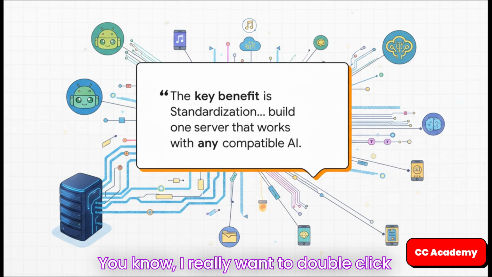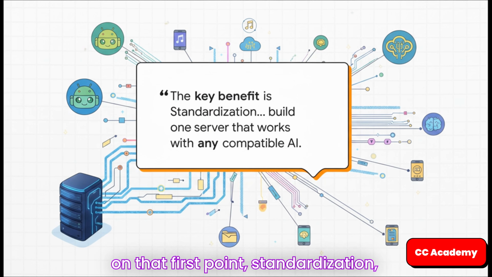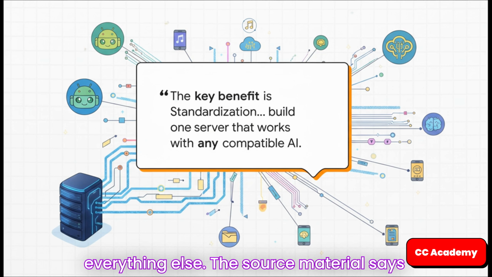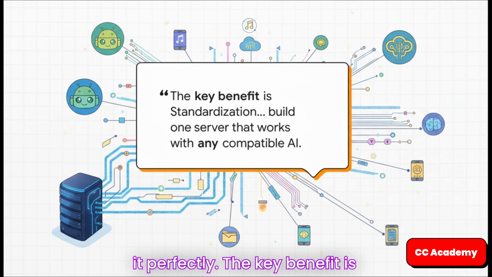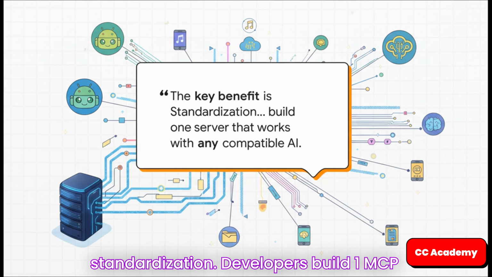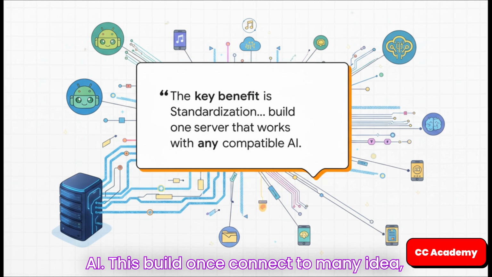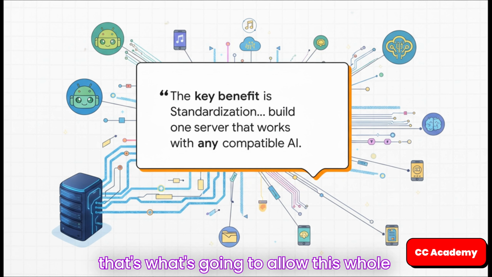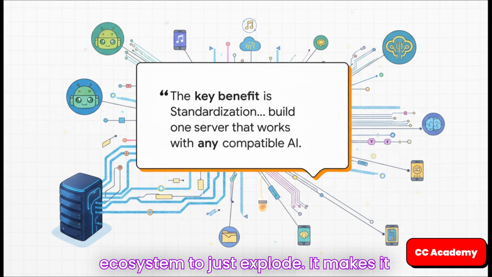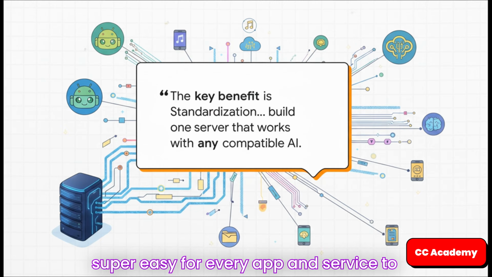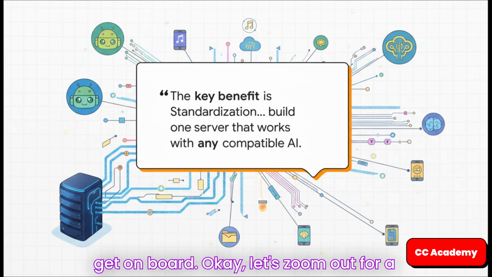I really want to double-click on that first point, standardization, because it's the thing that unlocks everything else. The source material says it perfectly. The key benefit is standardization. Developers build one MCP server that works with any MCP-compatible AI. This build once, connect to many idea, that's what's going to allow this whole ecosystem to just explode. It makes it super easy for every app and service to get on board.